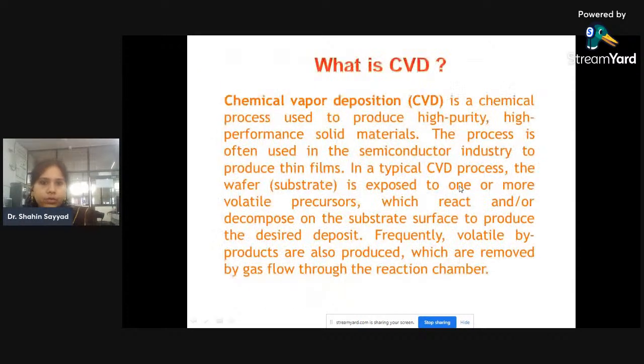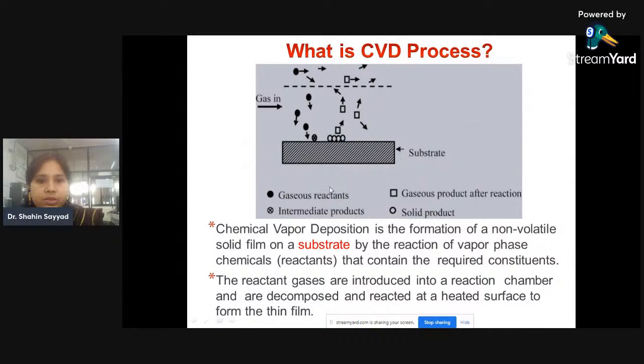Okay. Another method is the chemical vapor deposition method, CVD. Okay. So CVD is used to produce high purity, high performance solid material. So this method is used in the semiconductor industry to produce a thin film. It is a hybrid method. Chemical vapor deposition is a hybrid method, and it is used to obtain a coating of a variety of inorganic or organic material. Okay. So the basic process is simple.